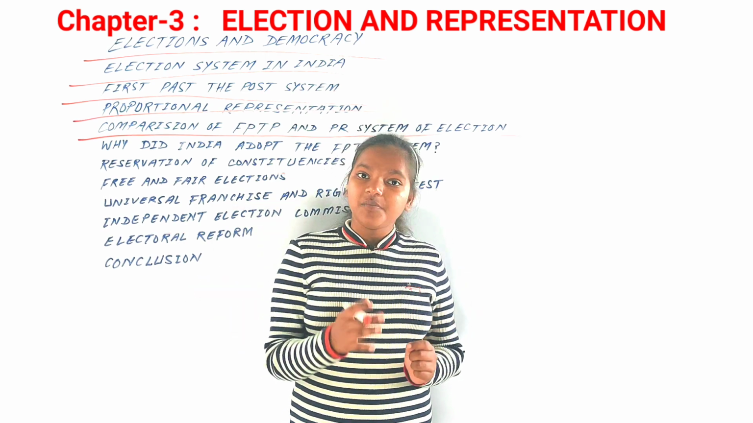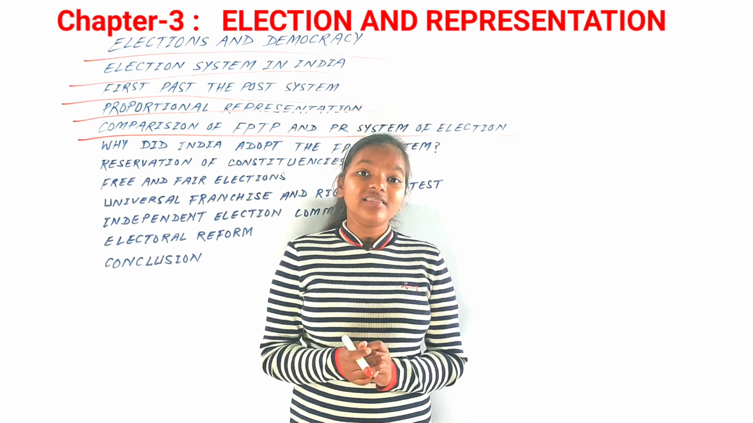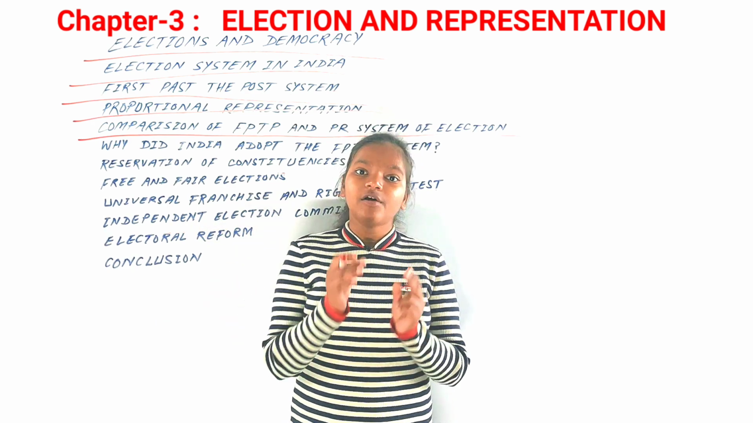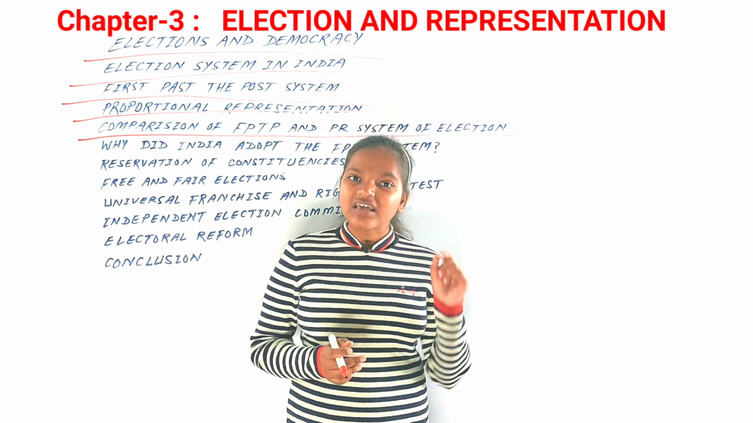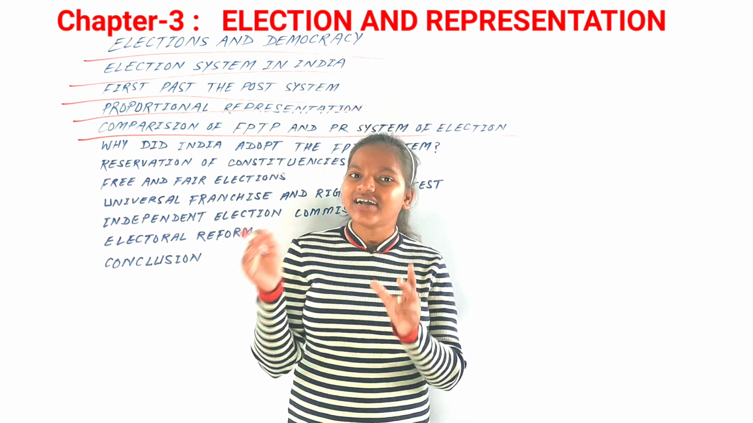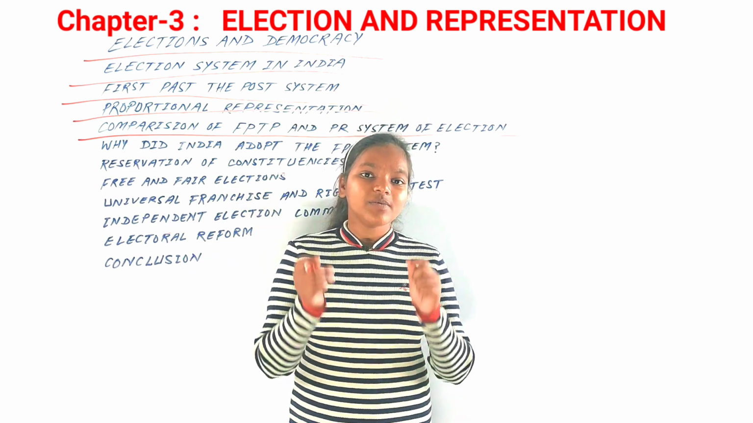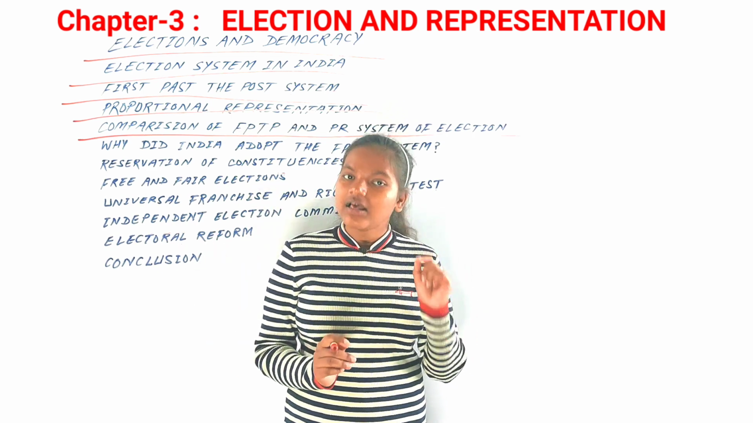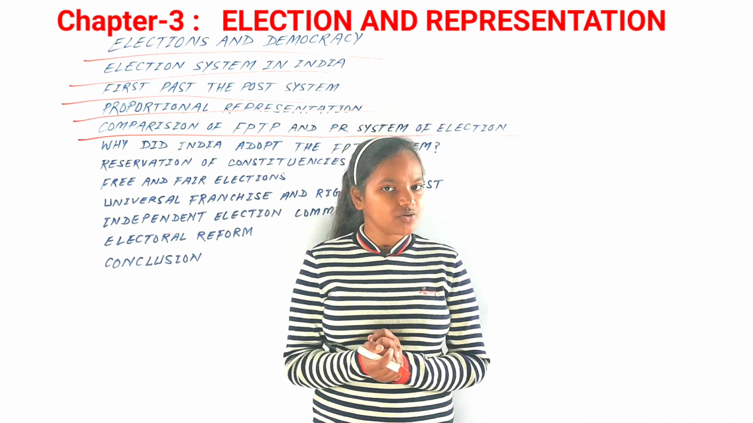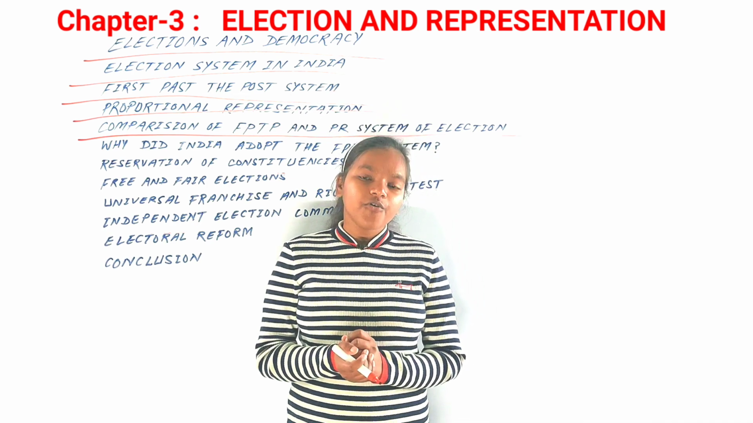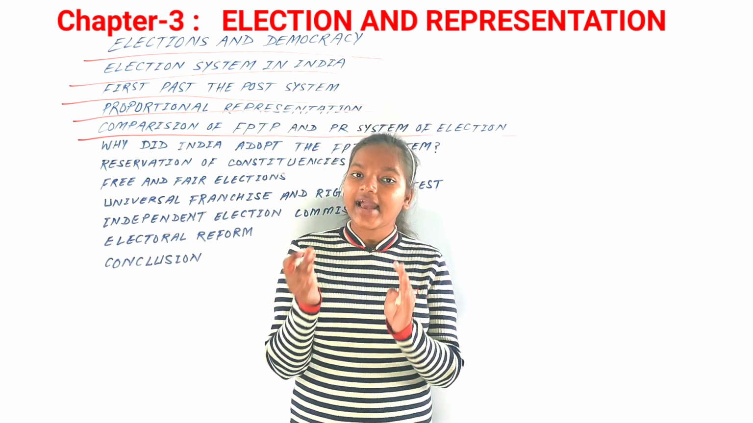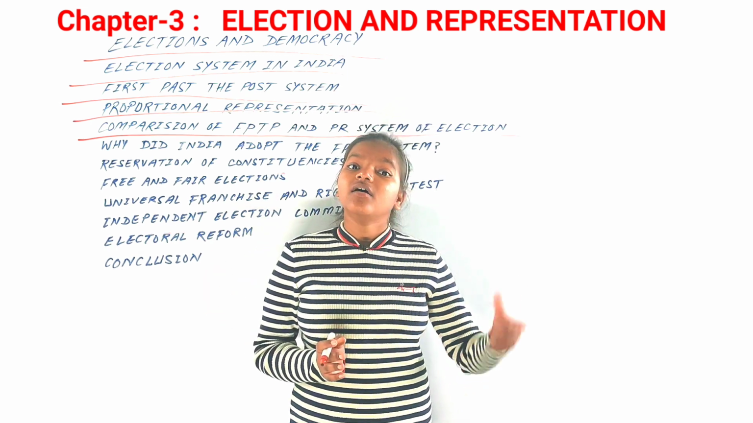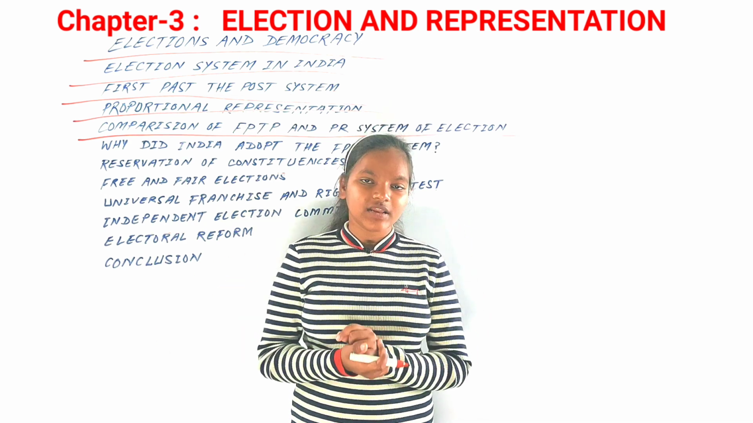But in the PR system there could be no constituency, or even if there are, they are big demarcated areas. Now in the FPTP system the voter chooses a candidate, but in the PR system the voter chooses a party, not a candidate. Thirdly, in the FPTP system, even if you don't have a majority, you can still get elected. In the PR system, until and unless you form a majority, you won't form any government. Fourth, in FPTP a candidate gets more seats compared to his votes. In the PR system, a person gets as many seats as the votes that person has got.